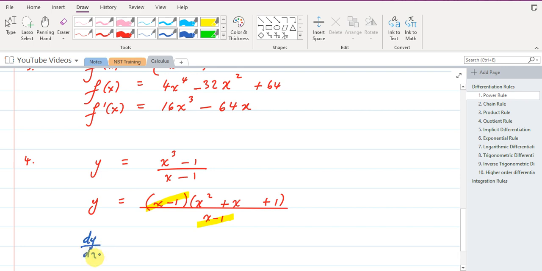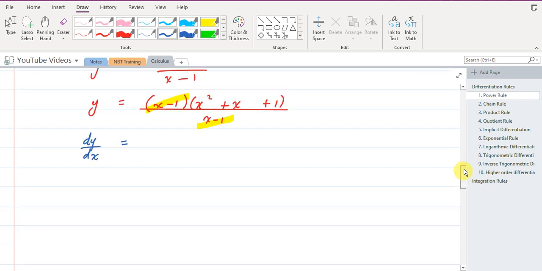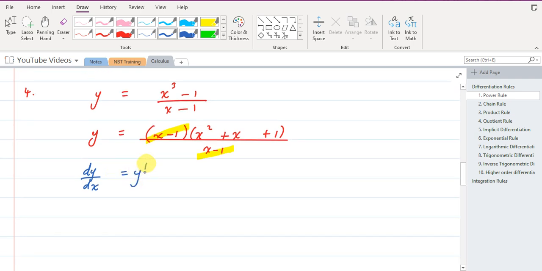And then we can write dy dx is equal to, you can write dy dx, or my favorite, just write y prime for short. y prime is equal to the derivative of x squared plus x plus 1. So if I find the derivative of this, we are just getting 2x plus 1.